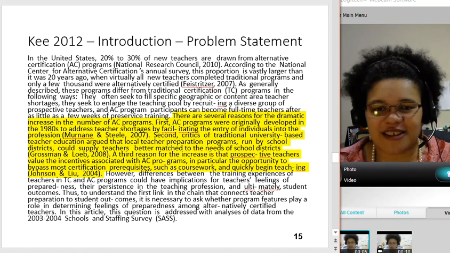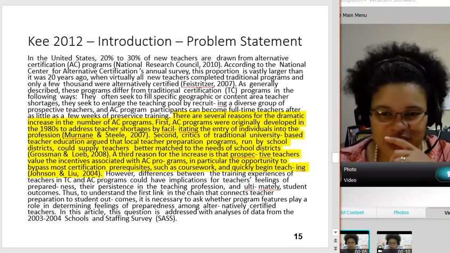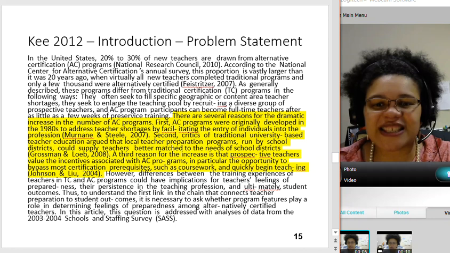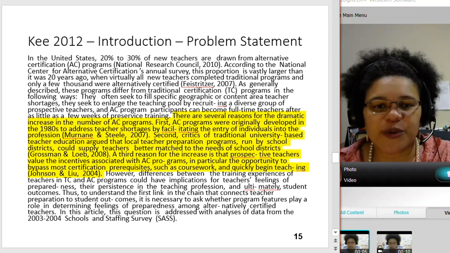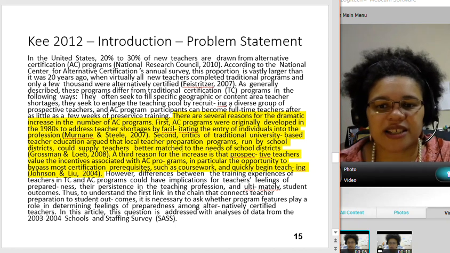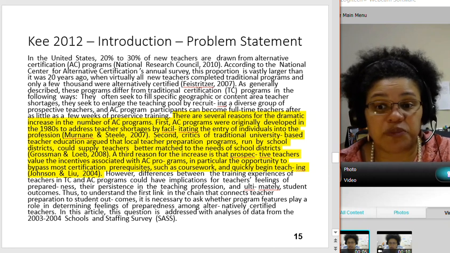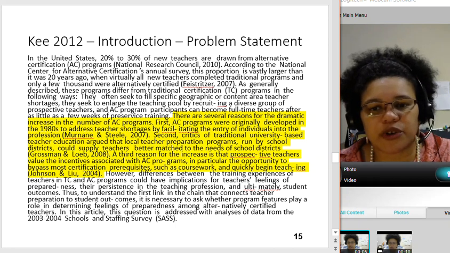I copied and pasted this out of the PDF, so I apologize for weird spacing. But there's this dramatic increase in the number of AC programs. They were first developed in the 1980s to address teacher shortages. And there were critiques of traditional teacher education programs. And there was this increase because prospective teachers wanted the incentives associated with alternative certification programs.